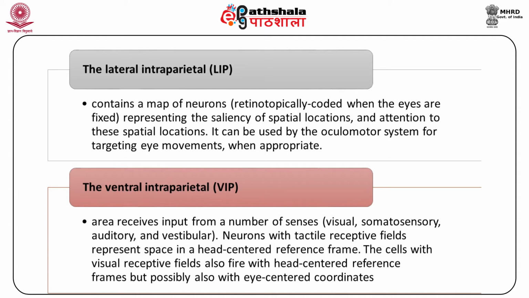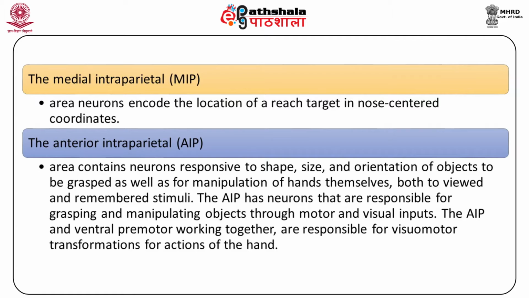These cells with visual receptive fields also fire with head-centered reference frames, but possibly also with eye-centered coordinates. The medial intraparietal or the MIP area, neurons encode the location of a reach target in nose-centered coordinates. The anterior intraparietal or the AIP area contains neurons responsive to shape, size, and orientation of objects to be grasped, as well as for manipulation of hands themselves, both to be viewed and remembered stimuli.